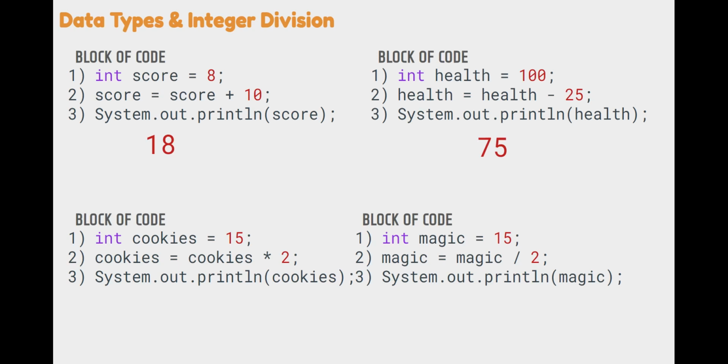Multiplication on the bottom left, int cookies is equal to 15. Cookies is equal to cookies times 2. When we print it out, we have 30 cookies. Started off with 15. 15 times 2 is 30. Put it back in that variable. And our last one, int magic is equal to 15. Magic is equal to magic divided by 2. What's going to be that answer when we print out magic?